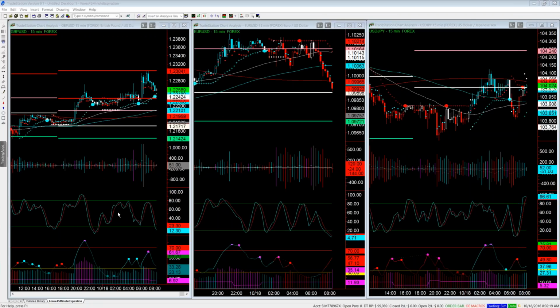These are the three currencies that I will be looking at this morning. And we have the British pound dollar over here. These green and red lines are actually the floor trader pivot lines. And they're just standard floor trader pivots. I also have 3 moving averages on it.